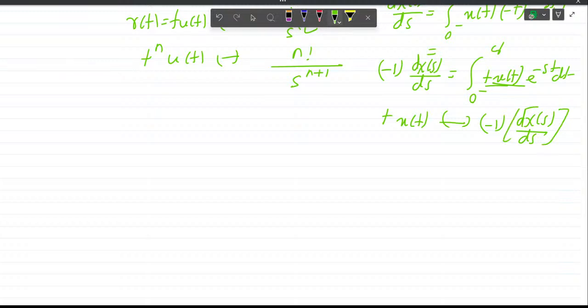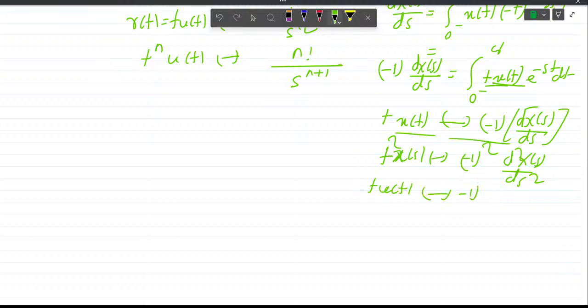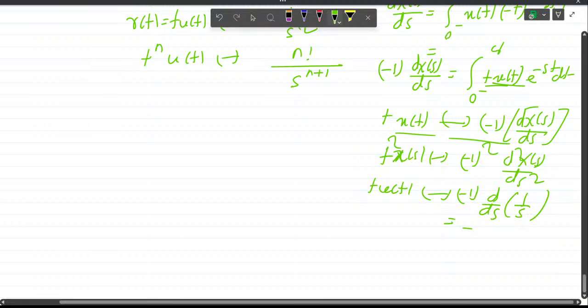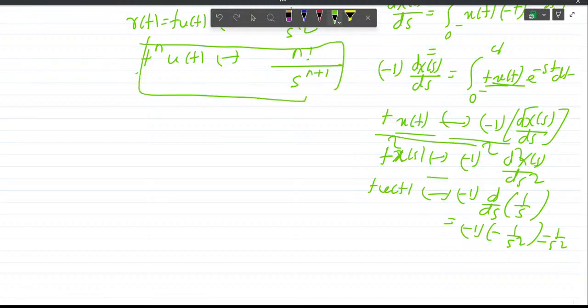For example, t square x(t) has the Laplace transform of minus 1 to the power 2 d square X(s)/ds square. Just take x(t) as u(t), so you will get the answer for t u(t). You see here minus 1 and d/ds of 1 upon s, that is minus 1 into minus 1 upon s square, that is 1 upon s square. And again do this for the next one, and ultimately you will get this general relation.